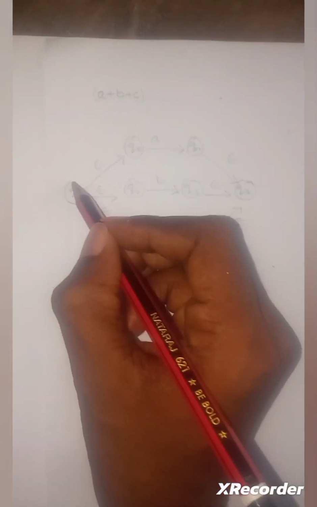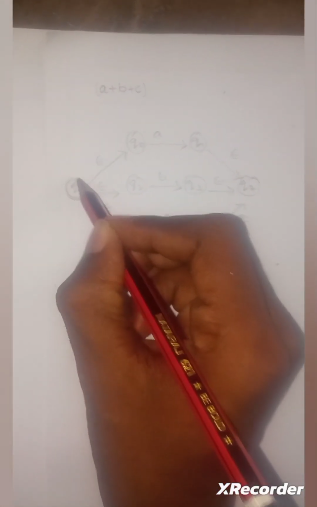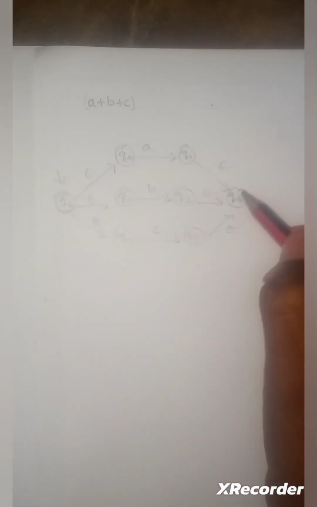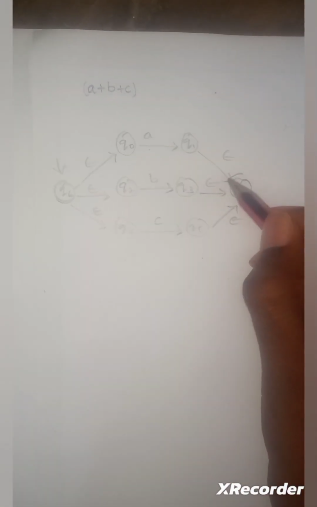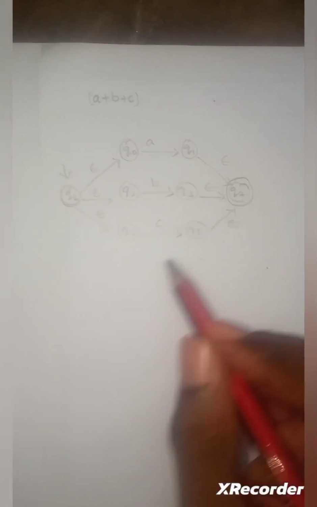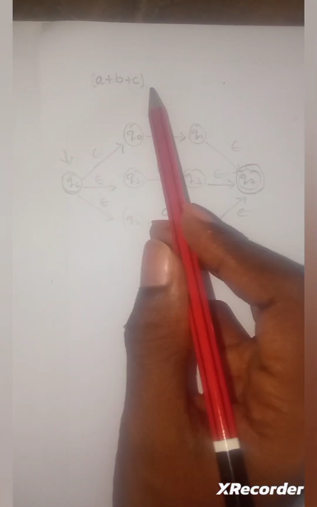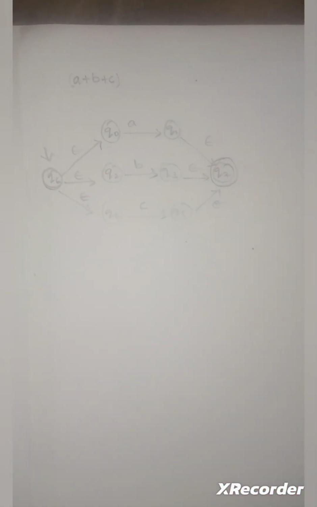And here Q6 will be the initial state represented with single circle with arrow pointing towards this initial state, and here Q7 will be the final state represented with double circle. So this is the way to convert the regular expression A plus B plus C into finite automata.